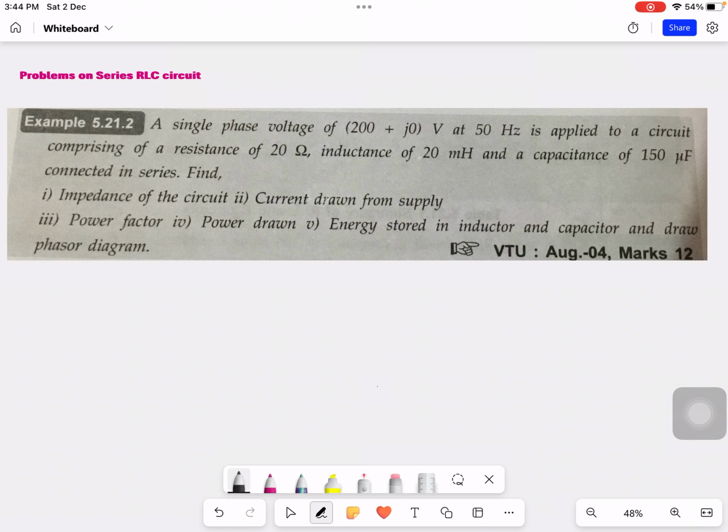Find the following parameters. One is impedance of the circuit, current drawn from the supply, power factor, power drawn, and also the drop across the various elements, and also energy stored in the inductor and capacitor, and also draw the phasor diagram. Okay, this is the problem. So first, before solving the problem, we can write the series RLC circuit.